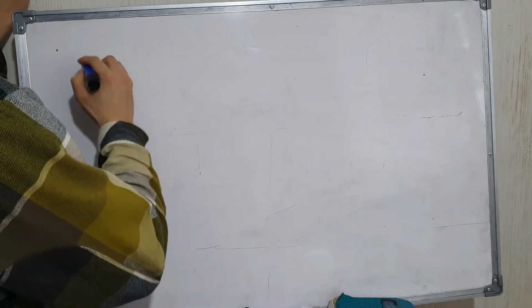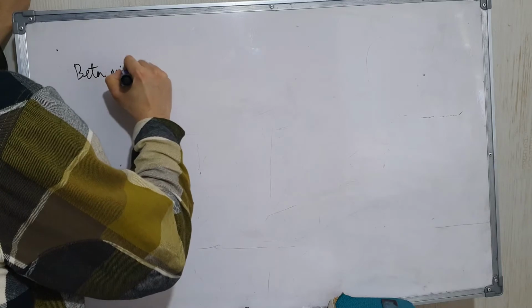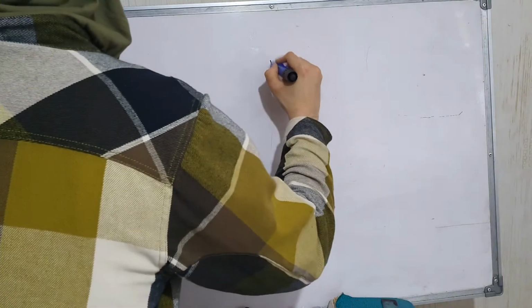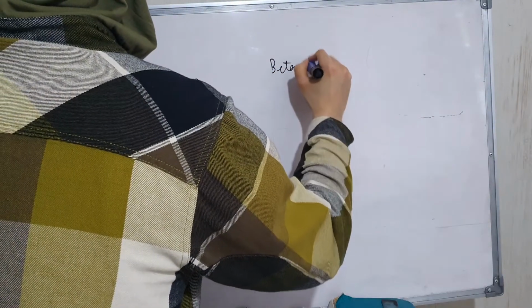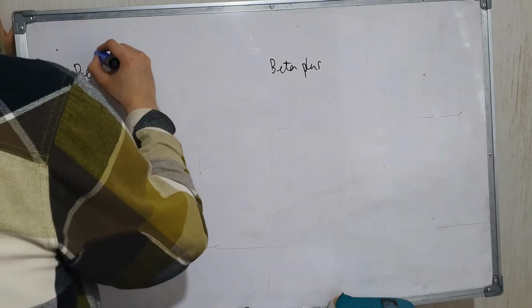We're going to be doing beta decay. So we're going to be doing beta plus and beta minus. So here we've got beta minus and beta plus. Right, so does anyone remember what the beta particle is? So the beta particle is the electron.